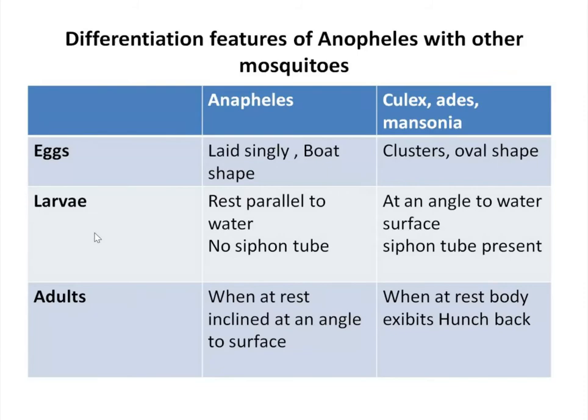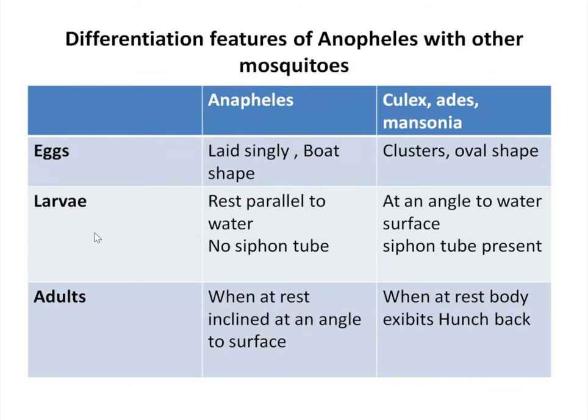They are usually present in water, right? So how do they lie on the surface of water? The Anopheles larvae rest parallel to the surface of water, whereas Culex, Aedes and Mansonia larvae make an angle to the surface of water. So that's the main difference between Anopheles larvae and Culex or Aedes or Mansonia larvae.